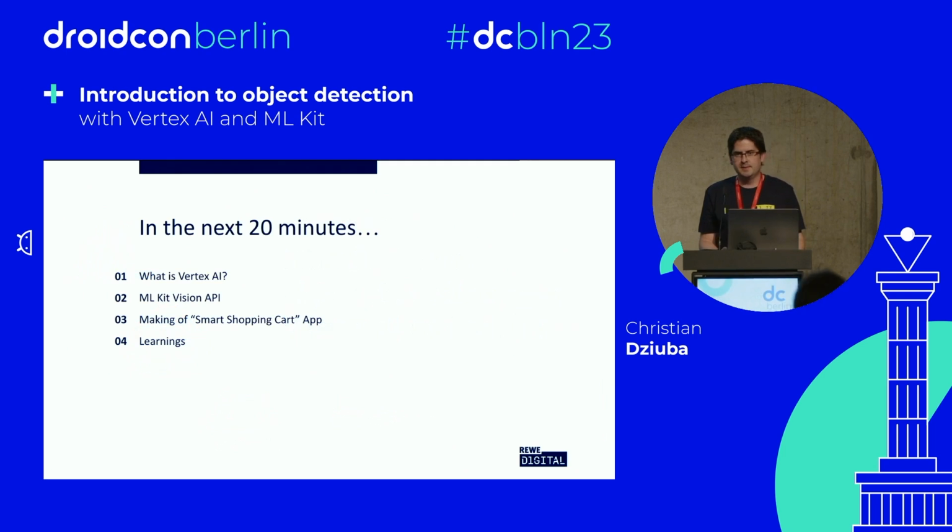Today I will give an introduction to object detection with Vertex AI and ML Kit. In the next 20 minutes, I will show you what Vertex AI is. I will present some features of the ML Kit Vision API. We also used this kind of technology in a hackathon project a few weeks ago, building a smart shopping cart app. So I will give a short demo of our app, what we achieved in a few days, and our learnings during the project.